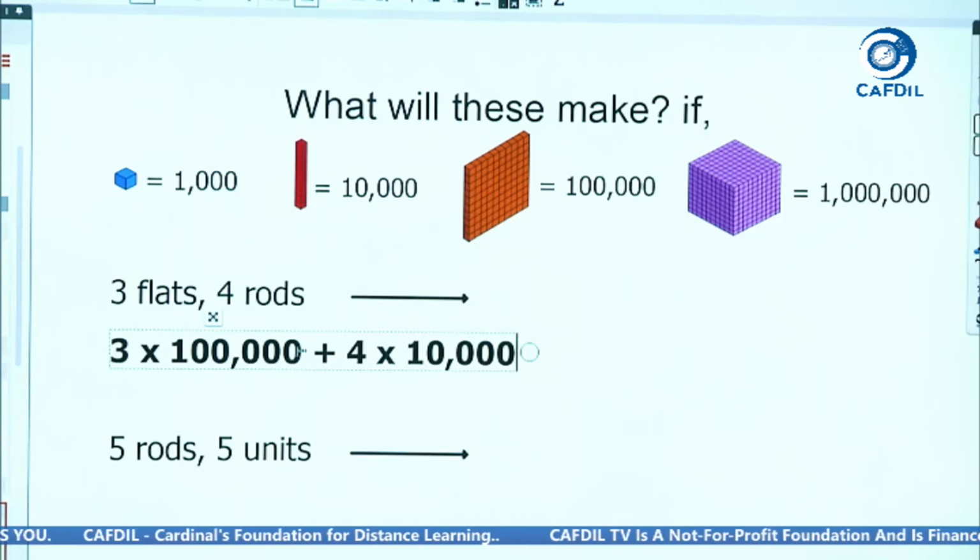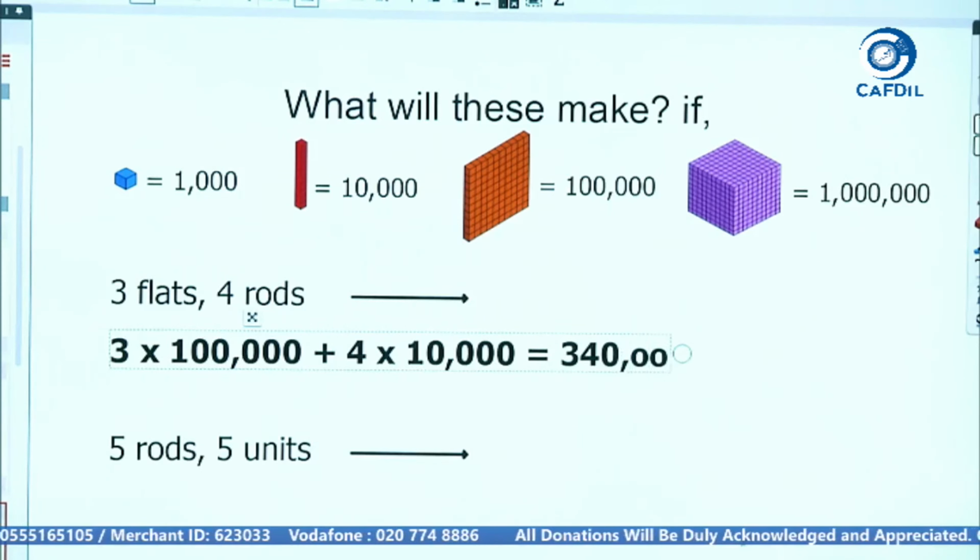And what will be the value? The 3 times 100,000 will give us 300,000. Plus 4 times 10,000 will give us 40,000. So 300,000 plus 40,000 will give us 340,000. Learners, you can arrange them vertically in your book and then you do your addition. All right, the first one has been done. Let's move to the second one.